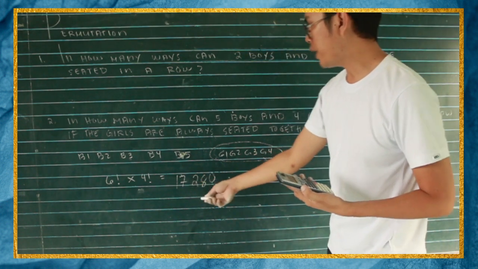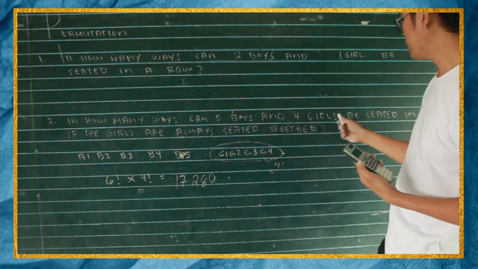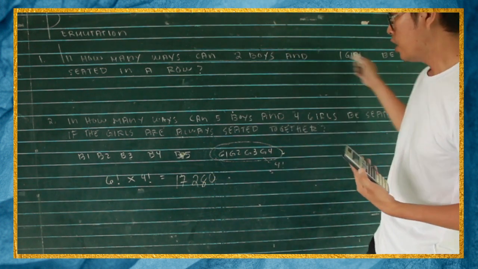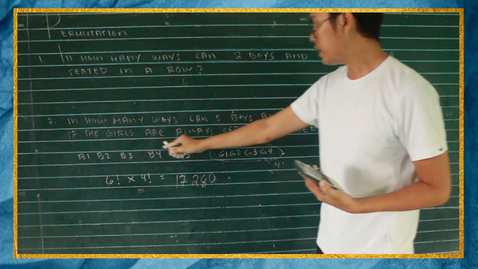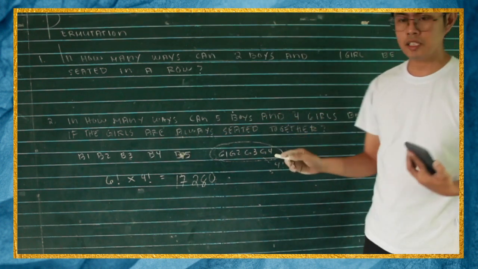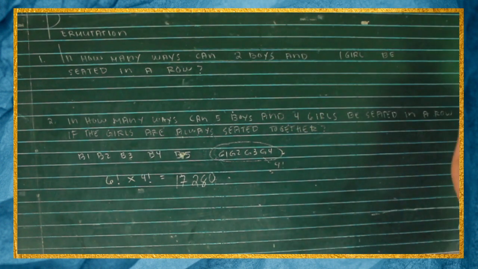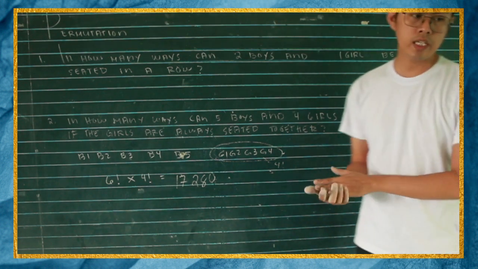So it means this is the number of ways 5 boys and 4 girls can be seated in a row, provided that the girls are seated together. Marami pa kaming na-encounter sa permutation, but the only technique is to identify very well the problem.